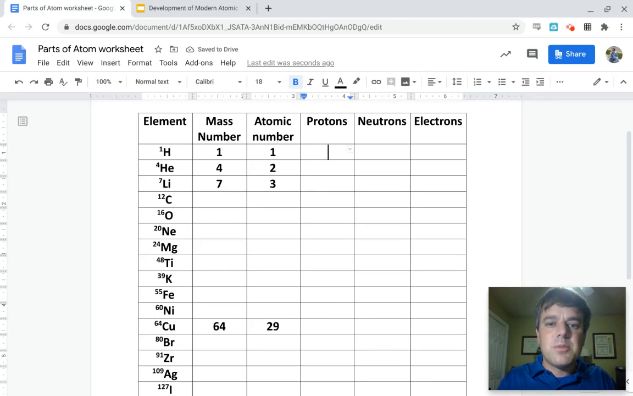For protons, the atomic number equals the number of protons. So that's going to be 1, 2, and 3, and then for copper, it's going to be 29. Same with electrons. It's going to be the same. Now for neutrons, you're going to have to do a little bit of subtraction. You take the mass number minus the atomic number to find the neutrons. So this hydrogen has no neutrons. The helium has 2 neutrons, because 4 minus 2 is 2. For lithium, 7 minus 3 would be 4 neutrons. And for copper, 64 minus 29 is 35 neutrons. Feel free to use a calculator if you're uncertain about these calculations.